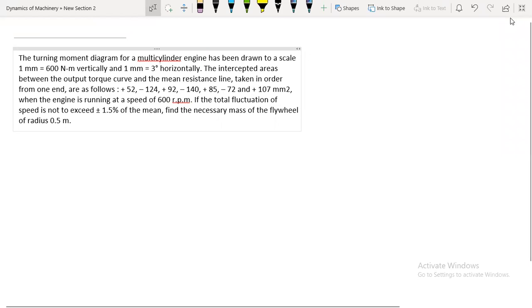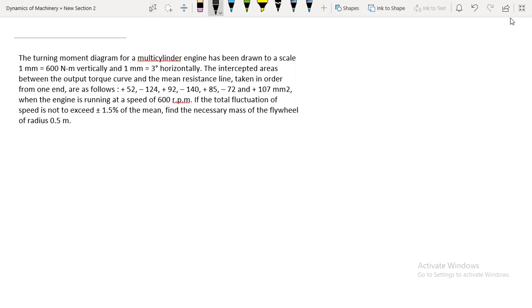Hello everyone. In this video, we are going to discuss the problem on the turning moment diagram for a multi-cylinder engine. In the previous class, we discussed a similar problem for a petrol engine. The similar data was given, but the only difference is that in the previous problem, we were asked to find the coefficient of fluctuation of speed when the radius of gyration was given. But in this problem, he is asking you to find the mass of the flywheel at a radius of 0.5 meters.